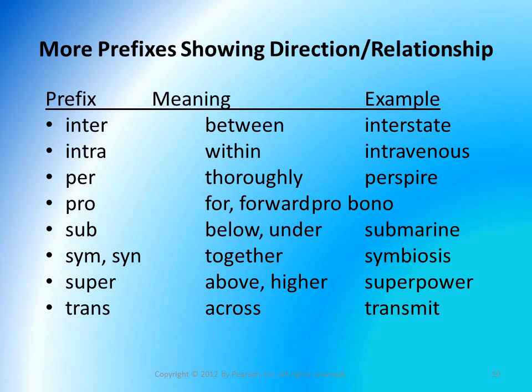And here are more prefixes. Inter is between, like interstate. That's a highway between states. Intra is within, like intravenous, the needle goes in. Per is thoroughly, like perspire. Pro is for or forward, like pro bono. Sub is below or under, like a submarine. Sim and sin are together, like symbiosis or synonym, those words that go together. Super is above or higher, like superpower. And trans is across, like transmit, transatlantic, things like that.